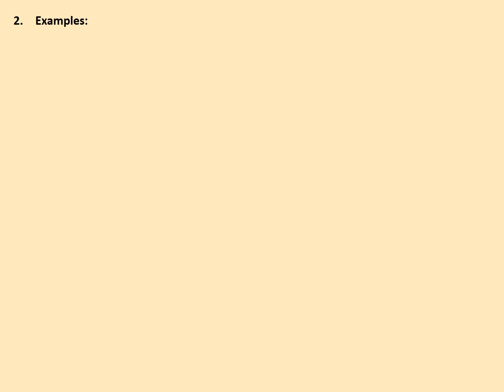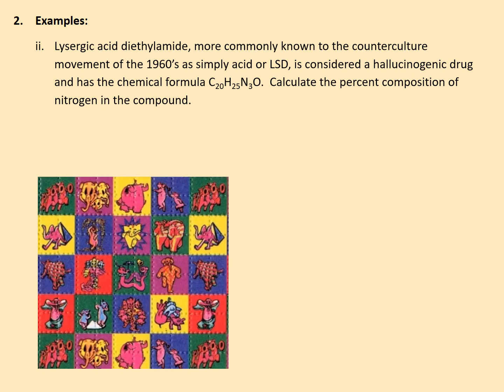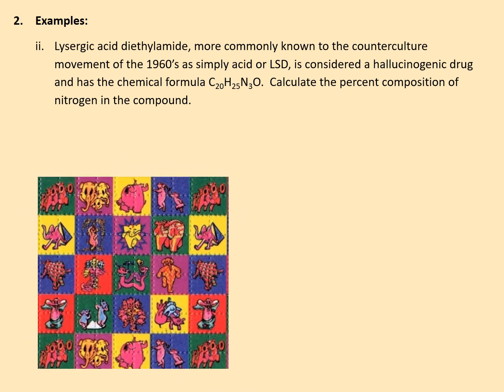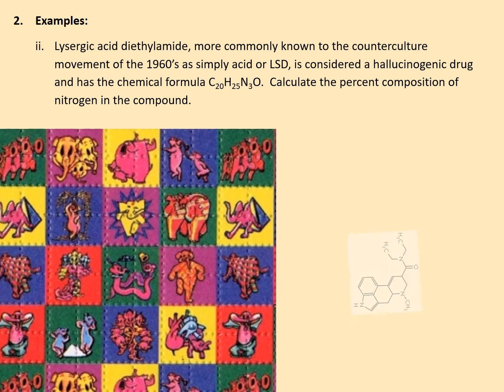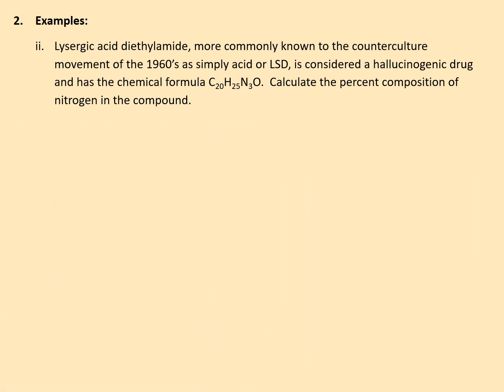All right, we'll take a look at one last example where we calculate the mass percent composition of a compound given the chemical formula of the compound. In this example, we're told that lysergic acid diethylamide, more commonly known to the counterculture movement of the 1960s as simply acid or LSD, is considered a hallucinogenic drug and has the chemical formula C20H25N3O. We're asked to calculate the percent composition of nitrogen in the compound.